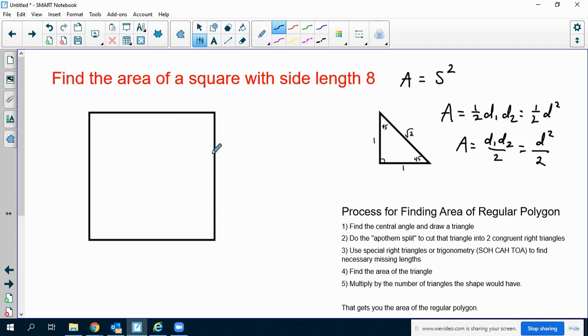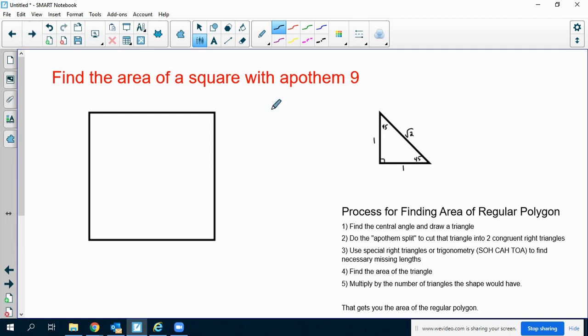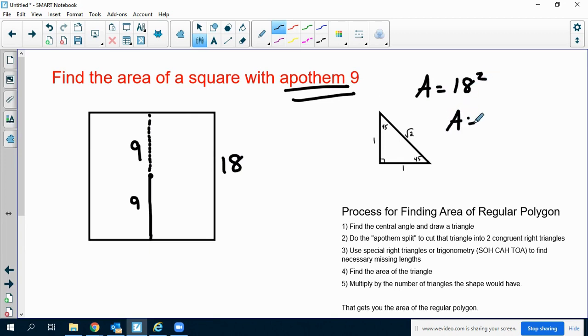So let's say that I have side length 8. Well, if I'm told that the side length is 8, I would just take 8 squared, and I would get 64 units squared. Done. Now let's say I have an apothem of length 9. In a square, this is the center, and the center of a square actually cuts this in half. So if I'm told that the apothem is 9, that means the side length is 18. So I can just say it's 18 squared, and that's 324 units squared.